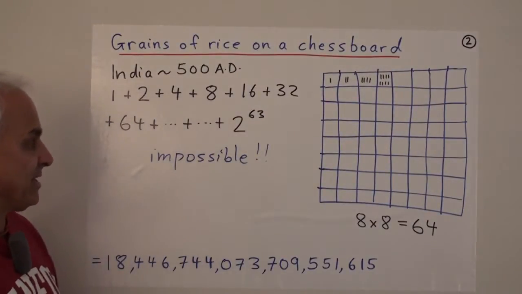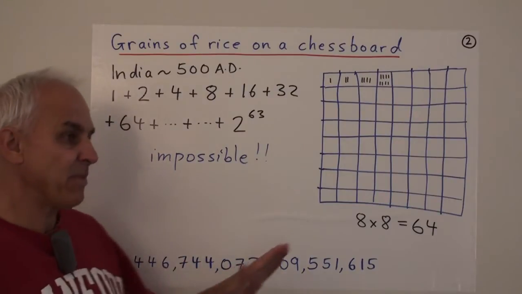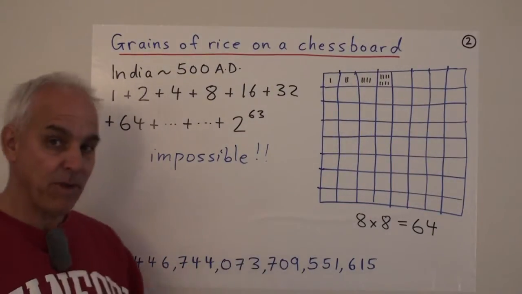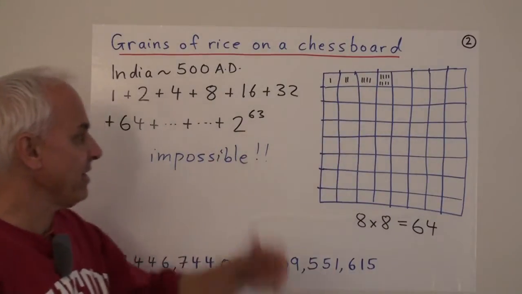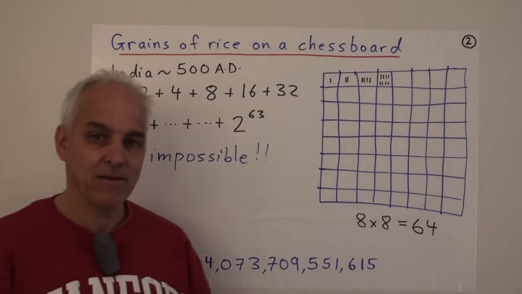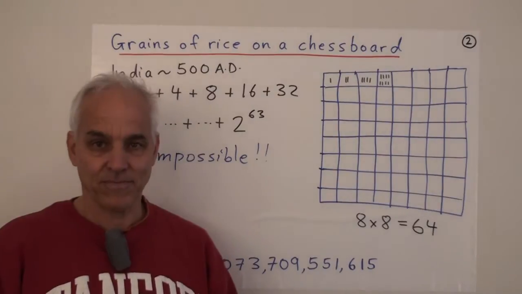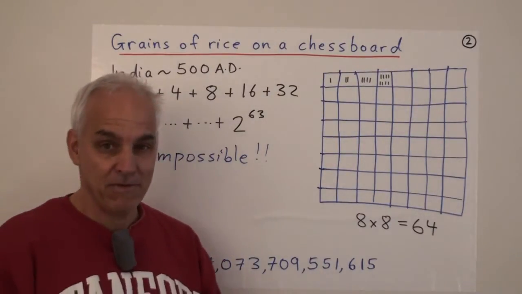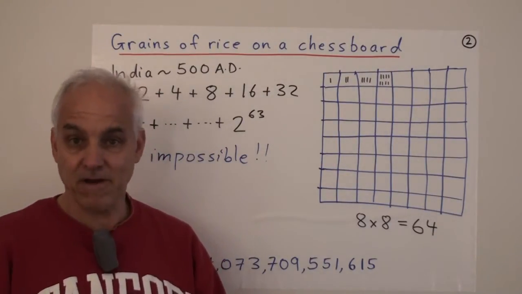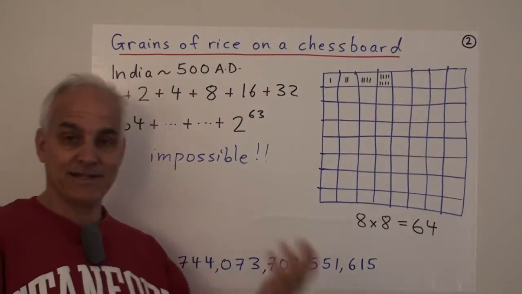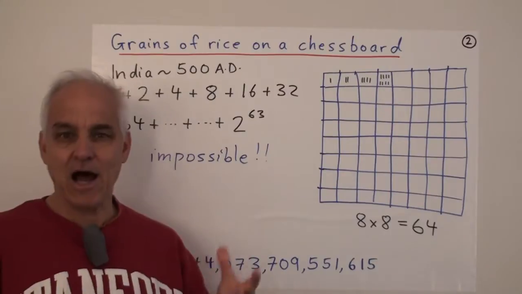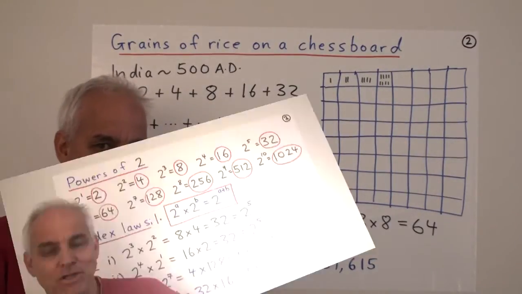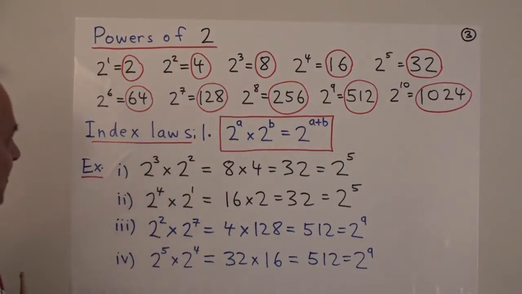It illustrates the idea that there's kind of an exponential growth. If you keep on multiplying by 2, you may start in a very modest way, but eventually you end up getting very, very big numbers. And in fact, it doesn't take too long before the numbers become very, very big. So with index laws, we want to have some tools that help us deal with these kinds of numbers. So let's have a look at these powers of 2.